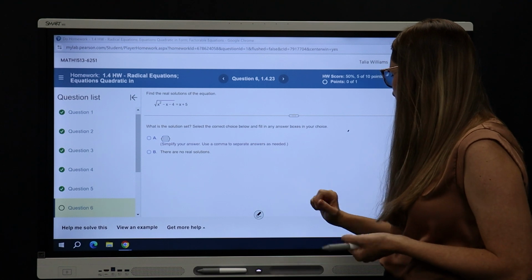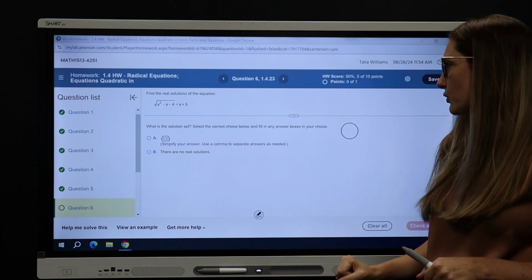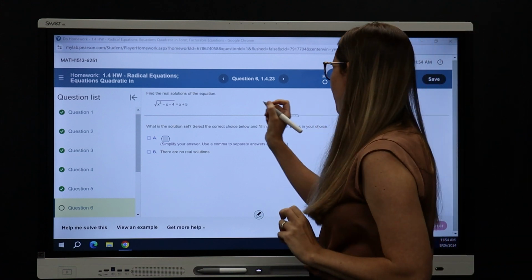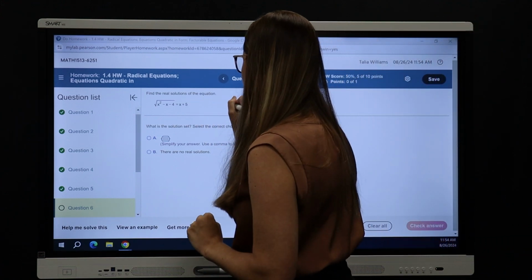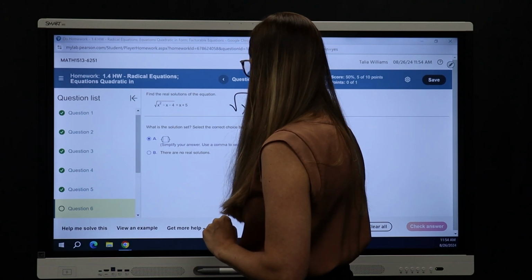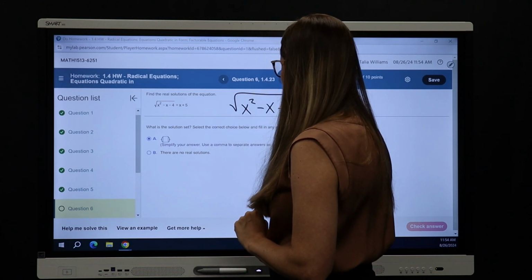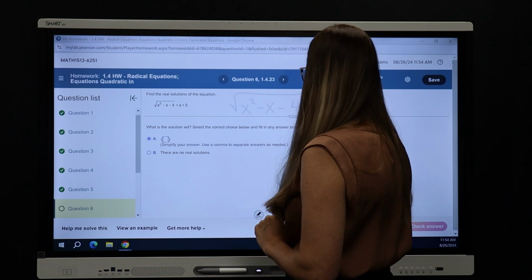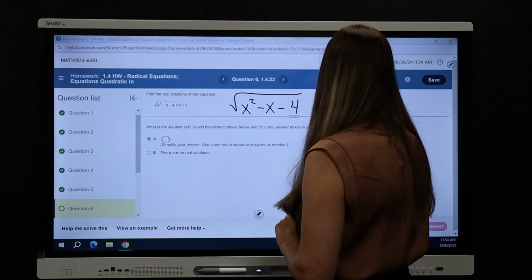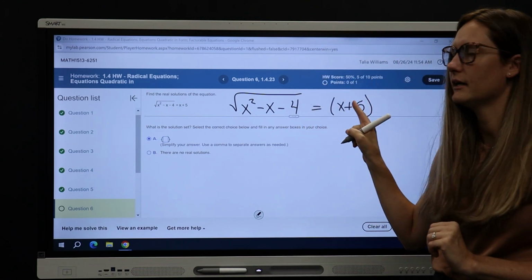Okay, this one's more work. I wish I had more board. But here we go. So I'm just going to write it right here beside it. X squared subtract x subtract 4 equals x plus 5. It wasn't in parentheses, and I got ahead of myself and did that.